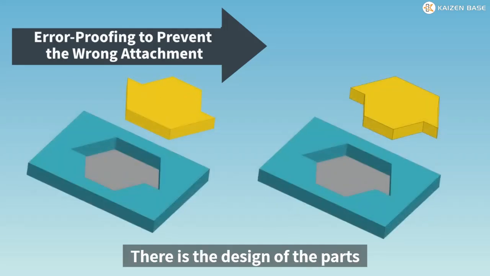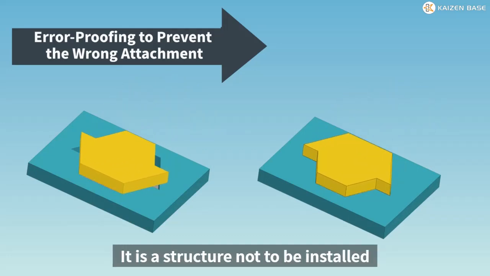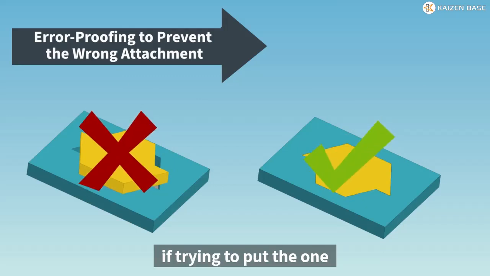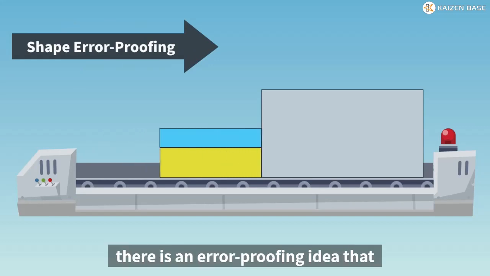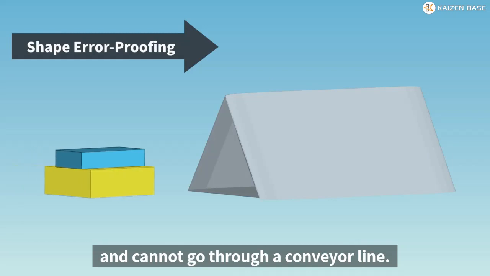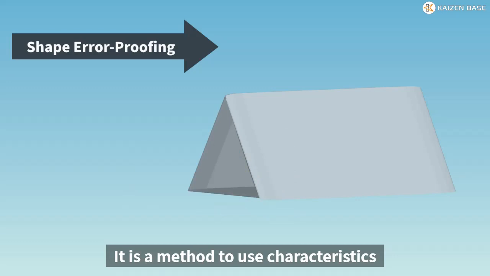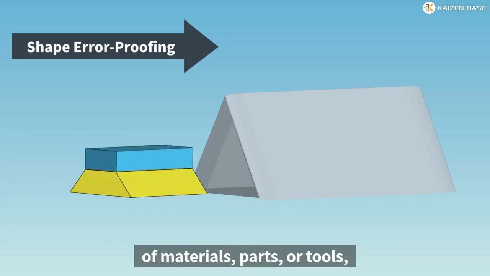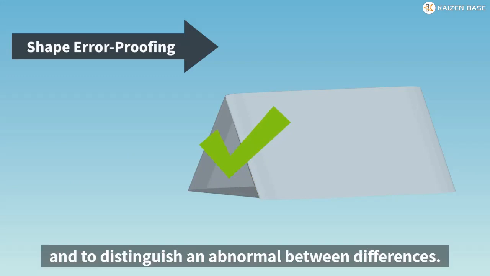There is the design of the parts made in asymmetric shapes in the error-proofing concept. The installed parts are asymmetric. It is a structure not to be installed if trying to put the one in a reverse position. And, showing like this, there is an error-proofing idea that something sent by mistake hits and cannot go through a conveyor line. That is called the shape error-proofing. It is a method to use characteristics of materials, parts, or tools, such as a hole, a corner, or a protrusion, and to distinguish an abnormal by differences.